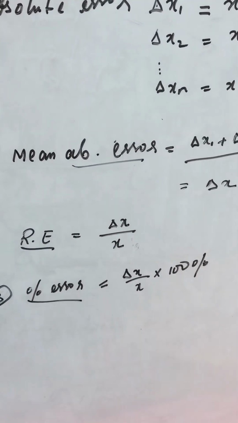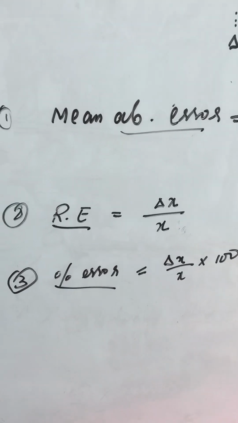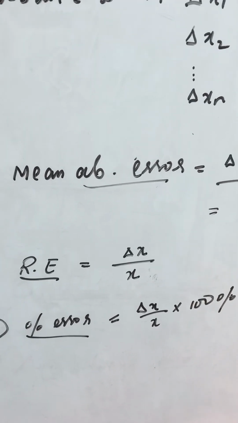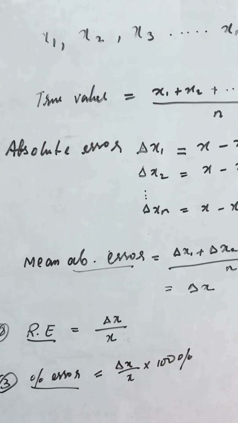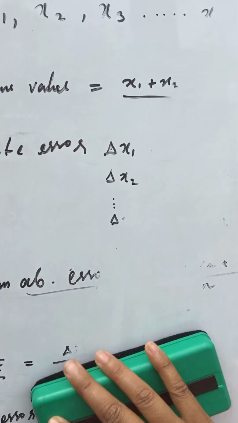Next our topic is when an experiment is being done. What are the errors and how to represent the error, this we have learned now.